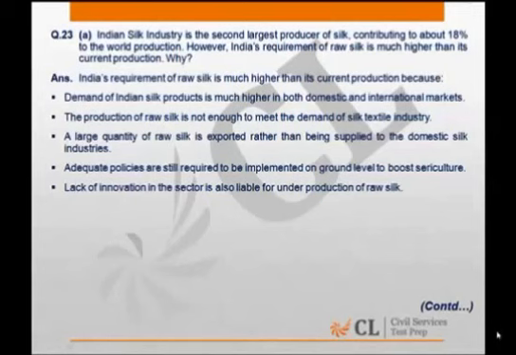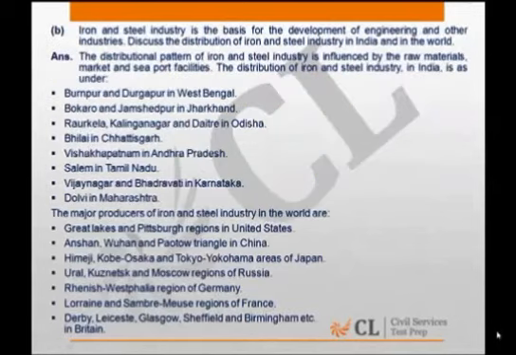Question 23 part B is about the iron and steel industry in India, their major production areas, their distribution. A very factual and information based question. This is the easiest question of this paper. You all read such types of questions extensively and at a comprehensive level for the pre-examination.